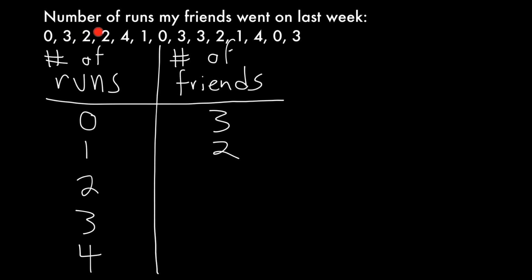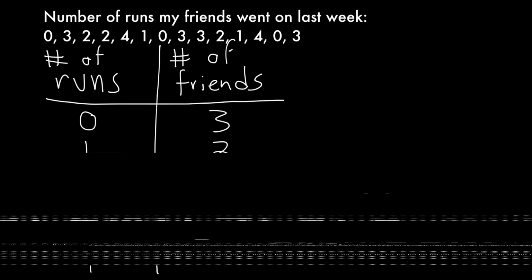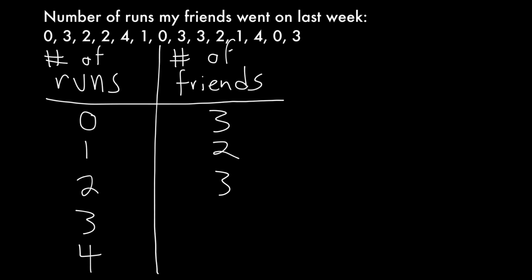It looks like 1, 2, 3 people went on 2 runs. And for 3 runs, 1, 2, 3, 4 people went on 3 runs, and 1, 2 people went on 4 runs. So basically a frequency table is just looking at your information and recording how many of each thing there is. Sometimes people will even do a tally.